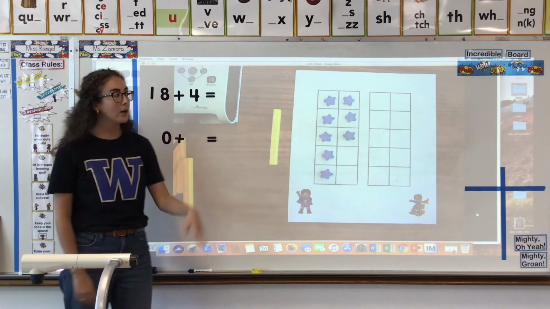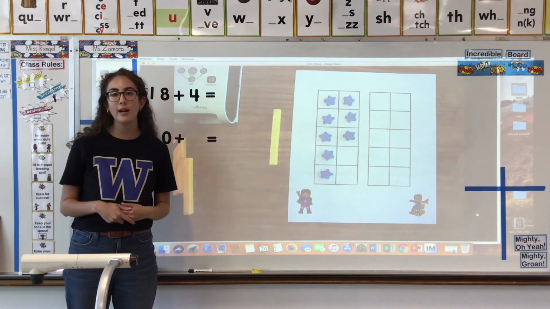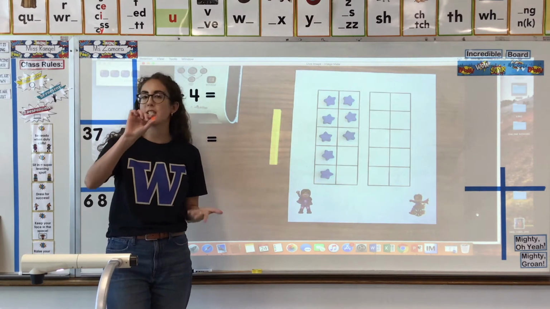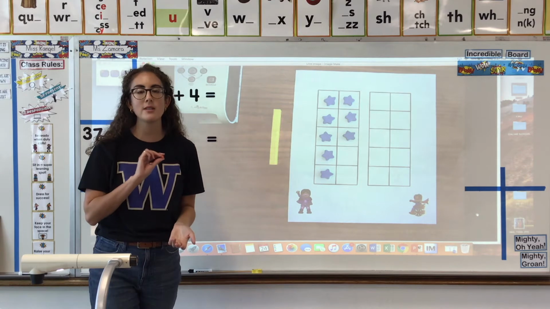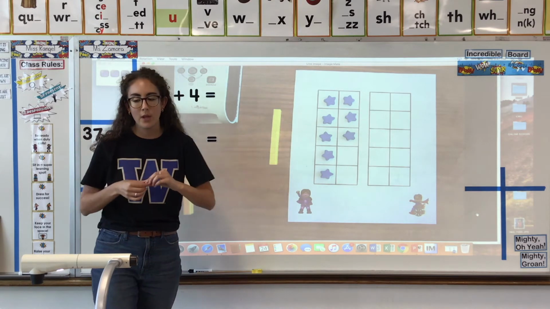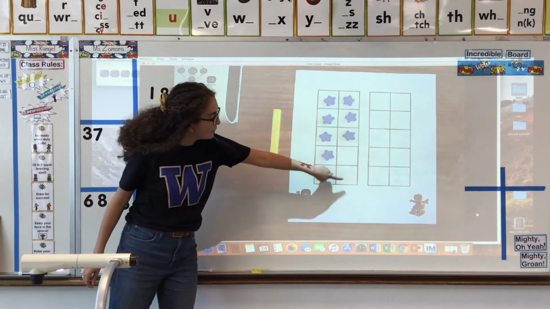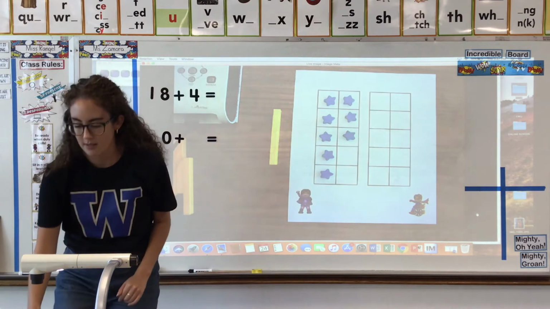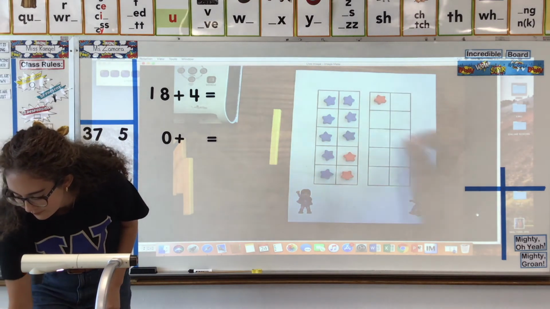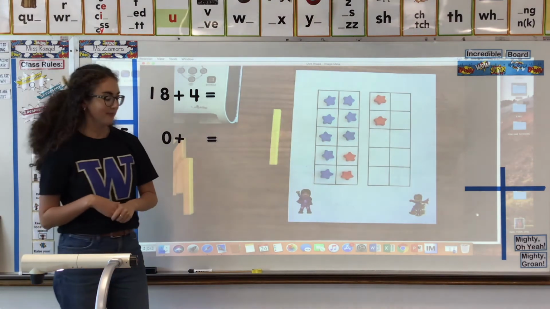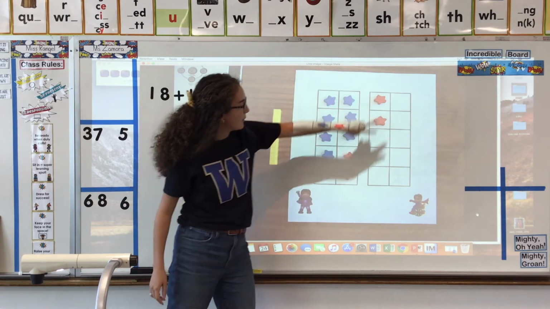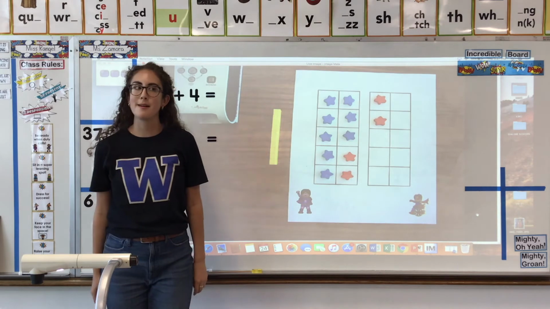So now we are going to add our 4. And remember, you're going to use a different color or a different shape, depending on your erasers, so we can see what we're adding. So go ahead, add 4 to your 10 frames. We're adding 4. Okay, we have our 18 and we have 4.